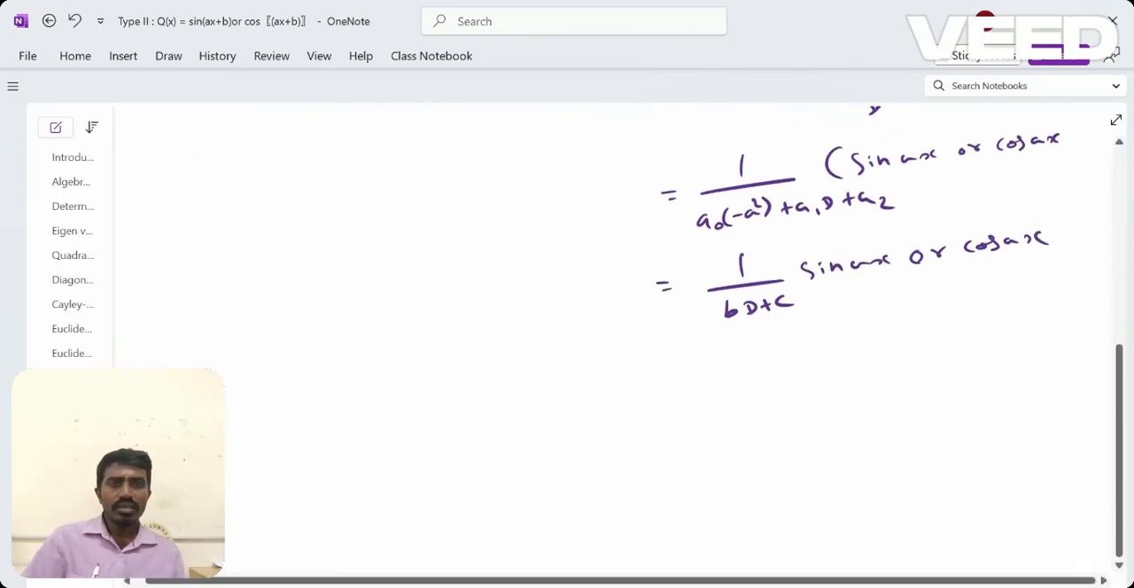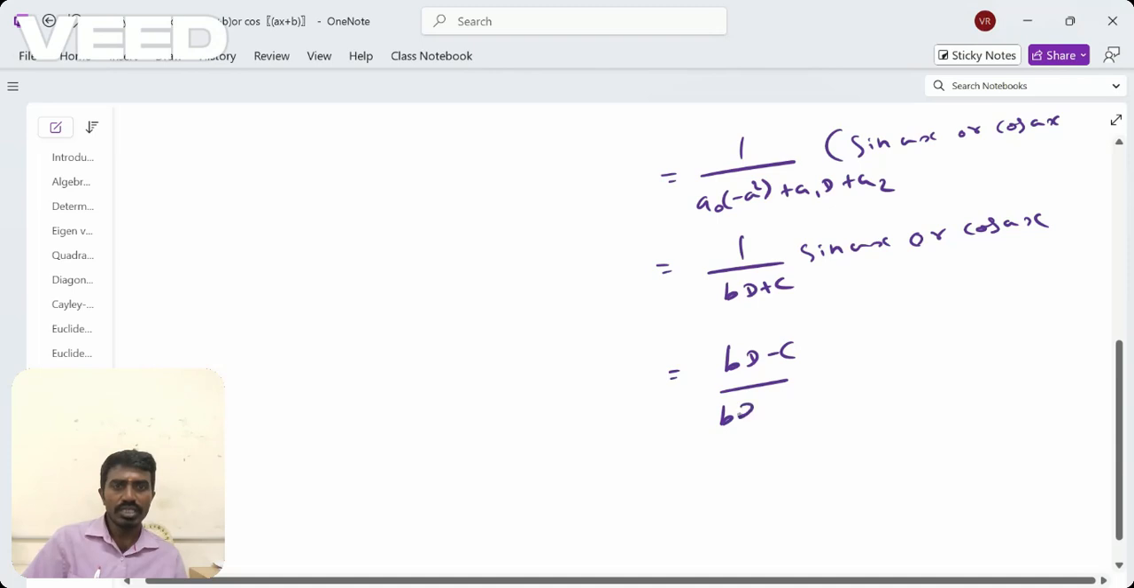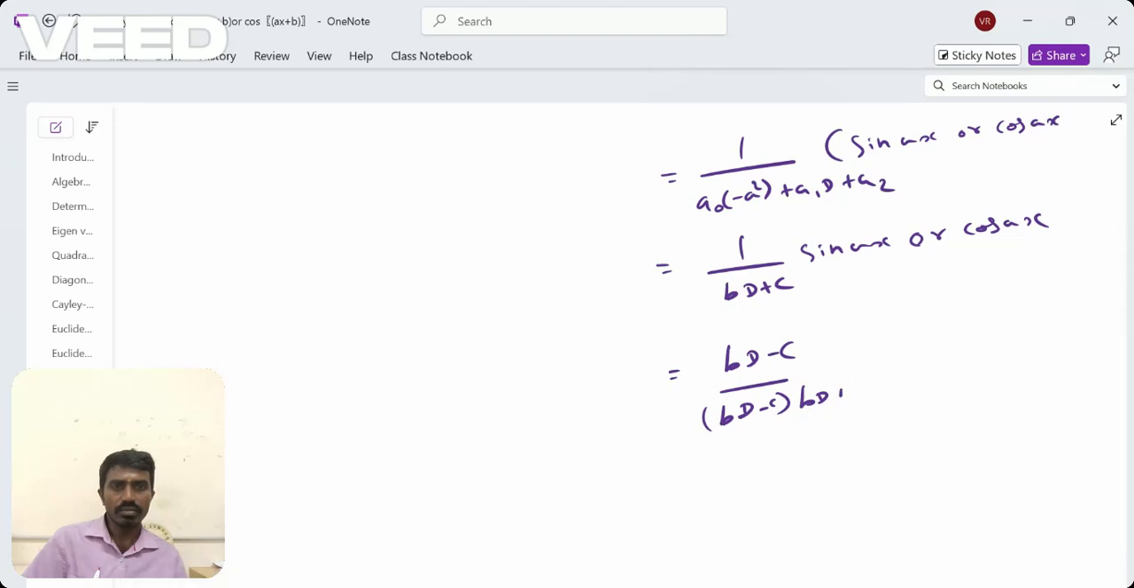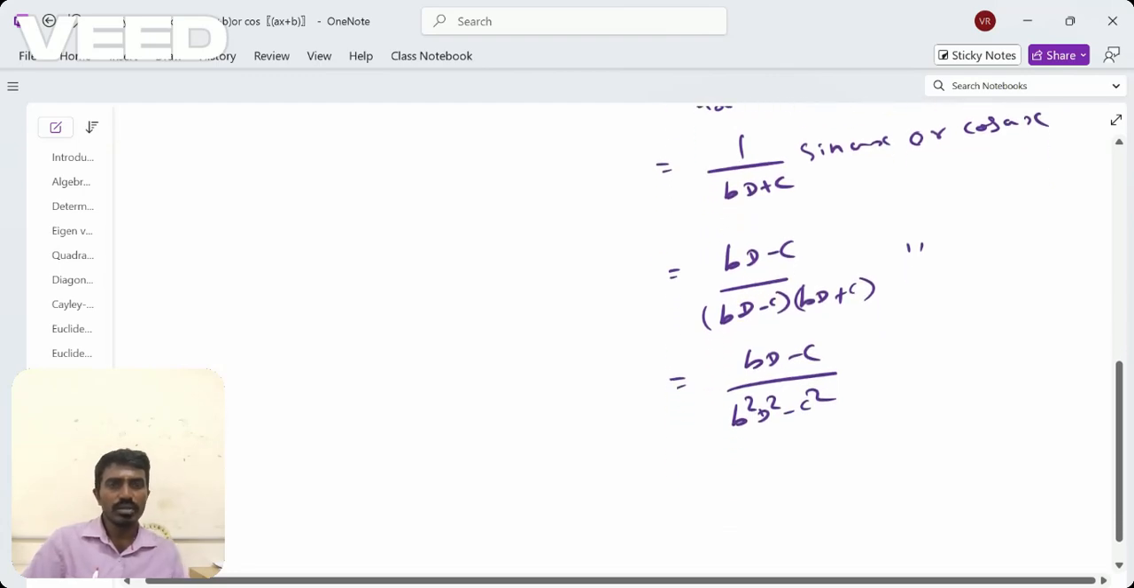Then you find the conjugate of the denominator. The conjugate of the denominator is bD minus c, so you have to multiply and divide by bD minus c. Already bD plus c is there. Then you get bD minus c by b square D square minus c square, like a plus b into a minus b, into sin ax or cos ax.